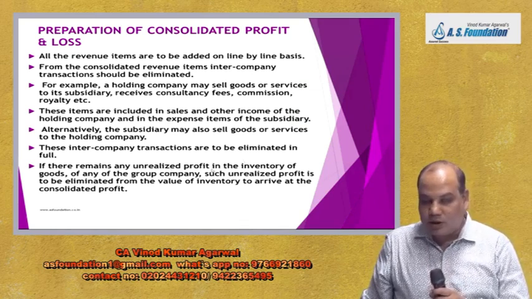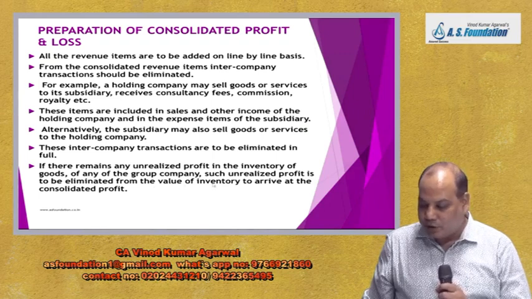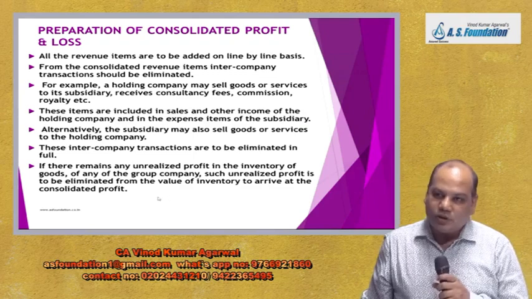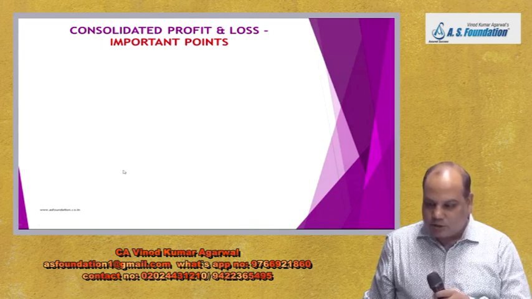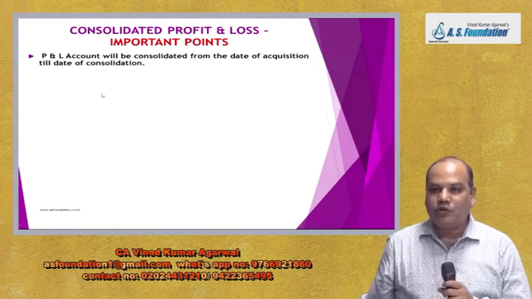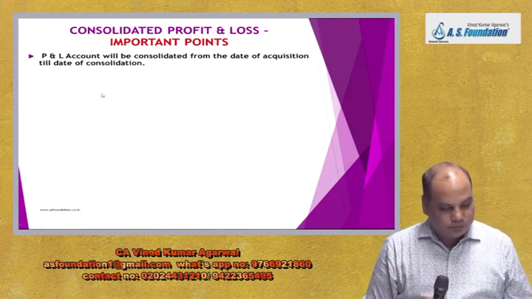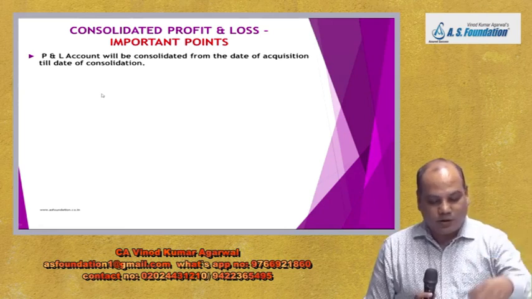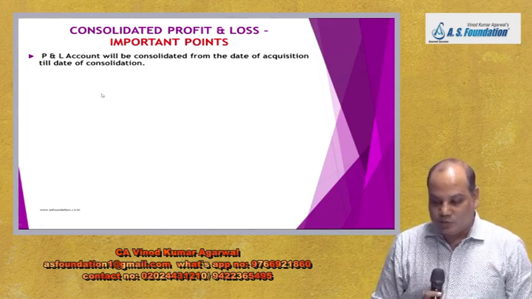If there remains any unrealized profit in the inventory of the goods, which we discussed earlier also, or of any group company, such unrealized profit is to be eliminated from the value of the inventory to arrive at the consolidated profit. So this paragraph we have discussed earlier, and immediately after some time we will take a question where this issue will also come. Some important points worth noting. These are not given in the standard. This is what normally teachers add from their own side to help the student.